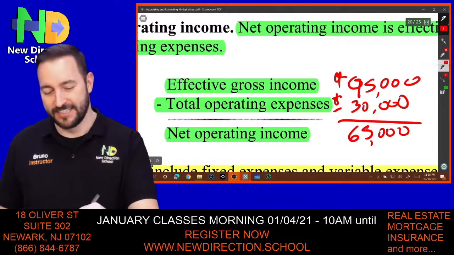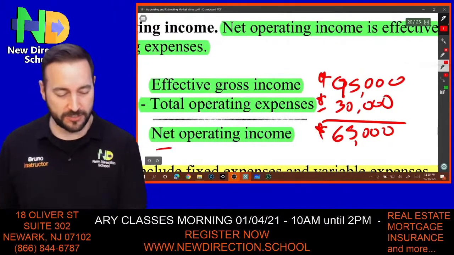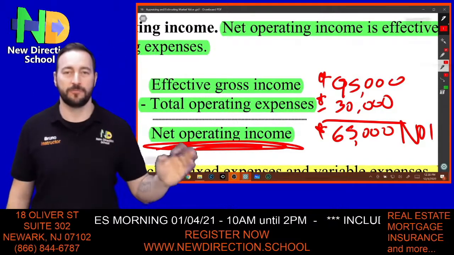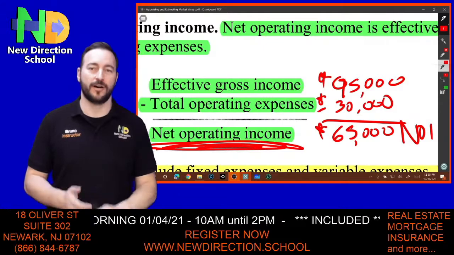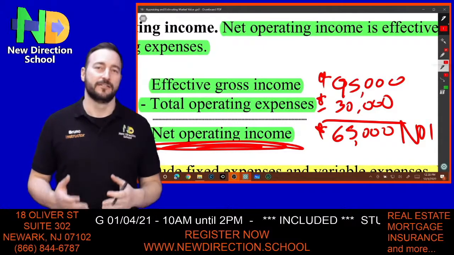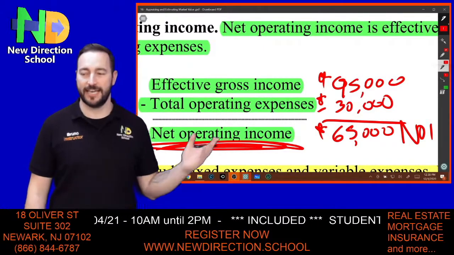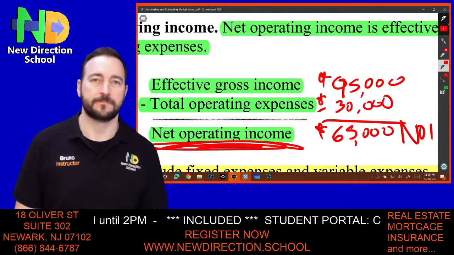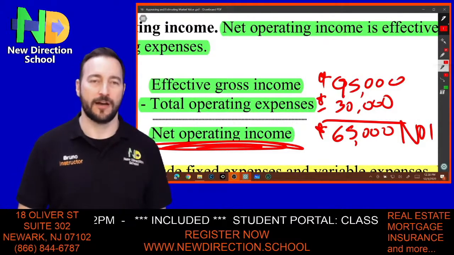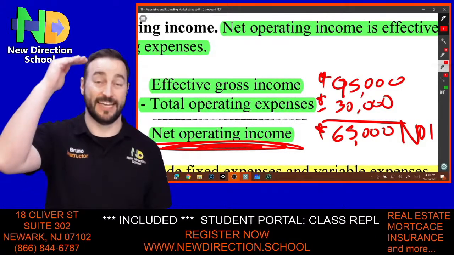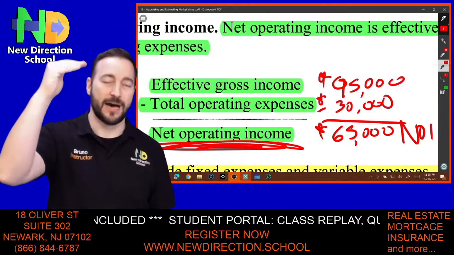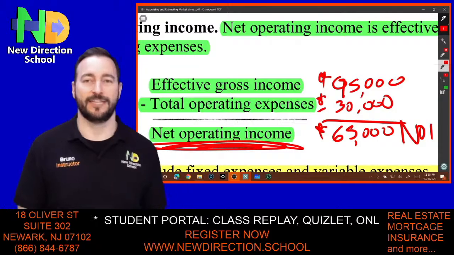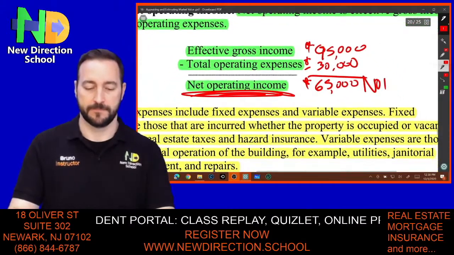All right. So this is what we call, and this is the most important number we need, NOI. This is the most important number, NOI. For you to calculate the income approach, you have to have the NOI. Okay? Let's recap. What's NOI? It's potential gross income minus vacancy minus expenses. That's the NOI. That's the number we need.